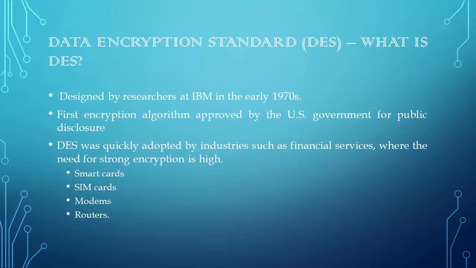It was the first encryption algorithm approved by the US government for public disclosure, which ensured that DES was quickly adopted by industries where there was need for strong encryption. DES began to be used in a wide variety of embedded systems such as smart cards, SIM cards, and network devices that required encryption like modems, set-top boxes, and routers.